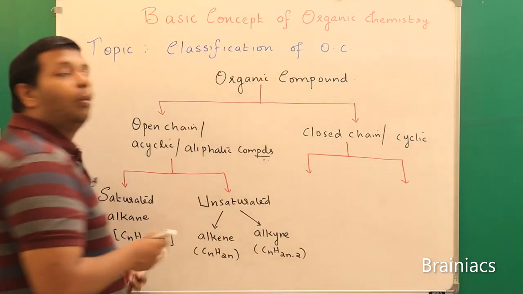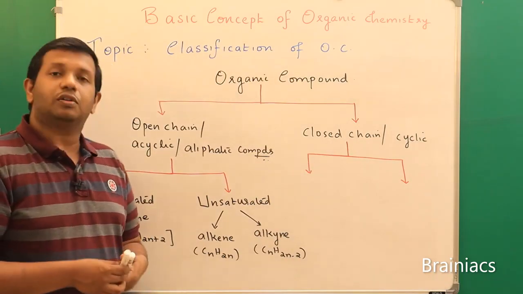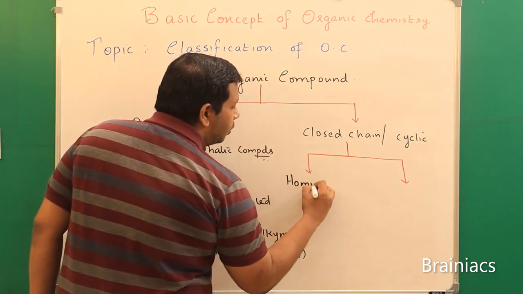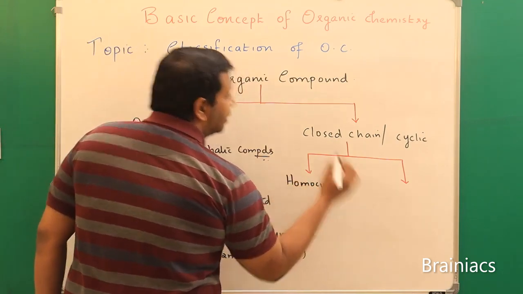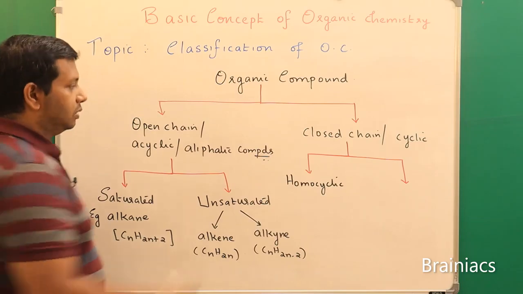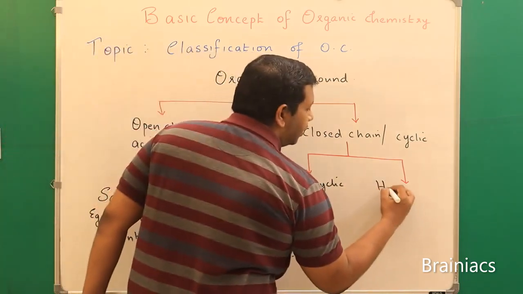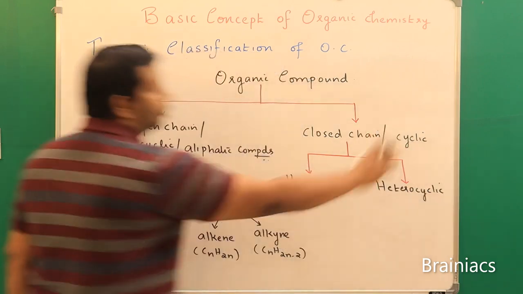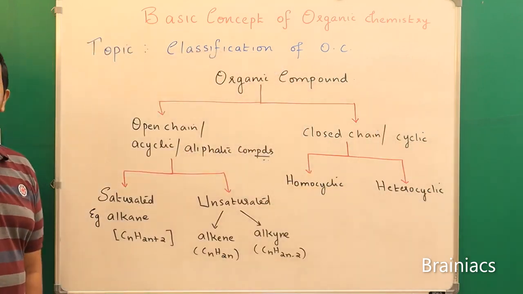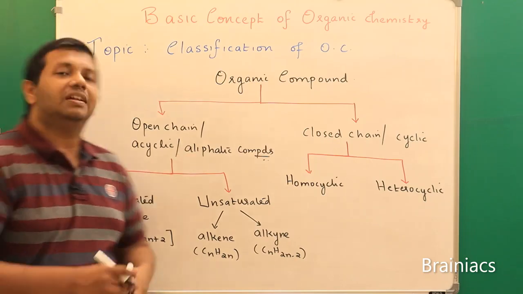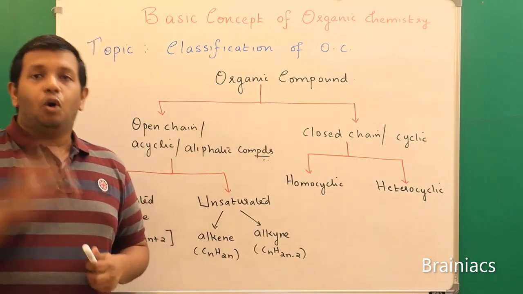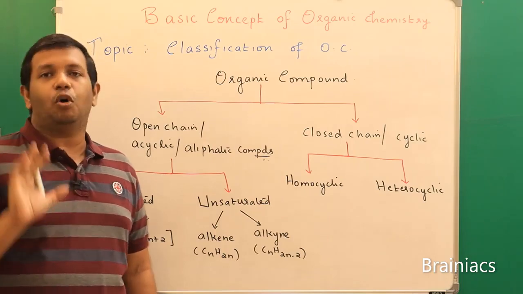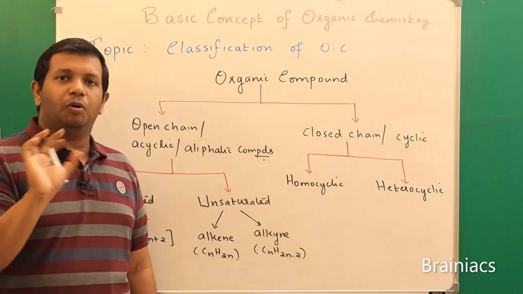One is called homocyclic and the other is called heterocyclic. So we can say one is homocyclic closed chain organic compound, and the other one is called heterocyclic closed chain organic compound. Now you should understand the meaning of homocyclic. Homo means same, like homo sapiens. So the term homo means same.